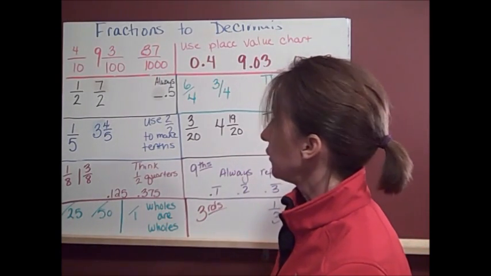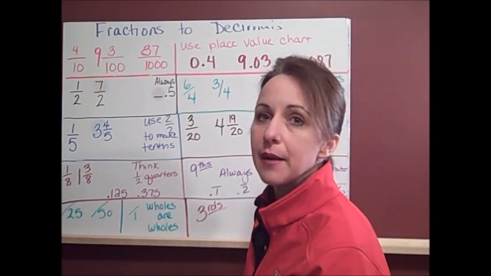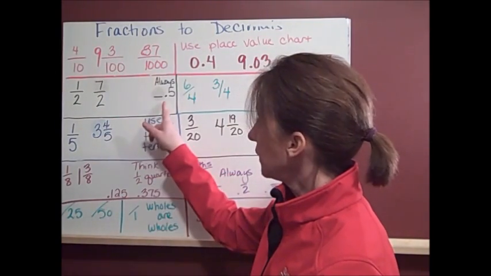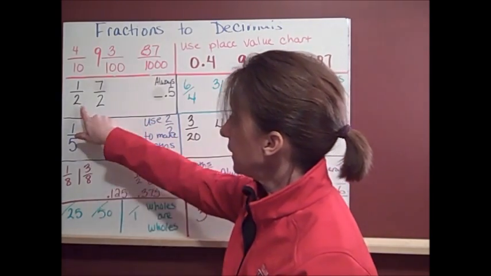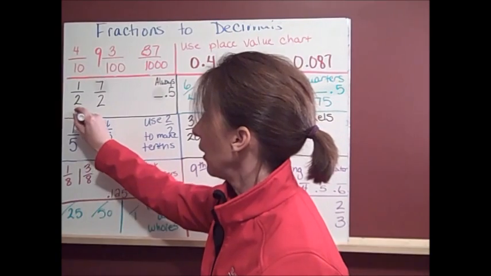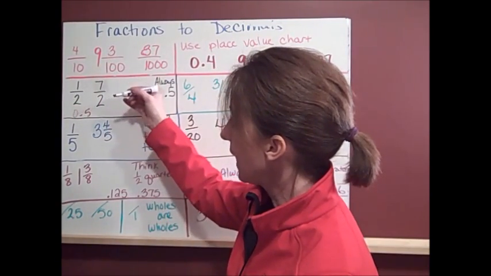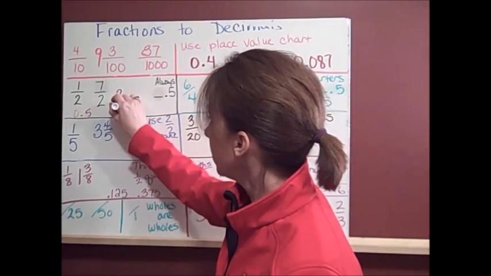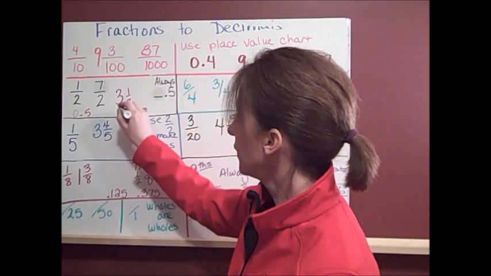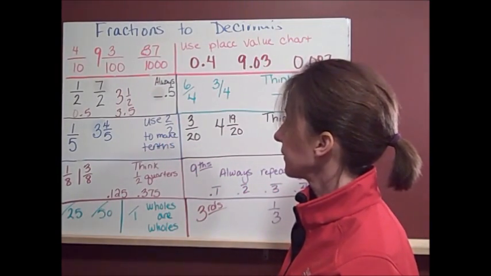Some other fractions that you might easily convert are halves. Anytime you have a denominator of 2, your decimal is going to be 0.5 or a whole number, which is 0.0. So this one would be written as 0.5. And this one, when I convert 7/2, when I think about 7/2, I know that that's 3 wholes and 1/2. So this would be written 3.5.